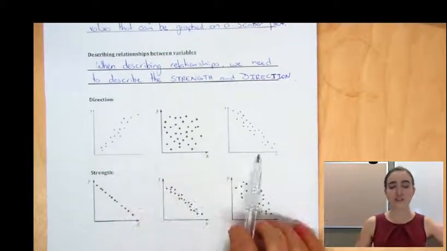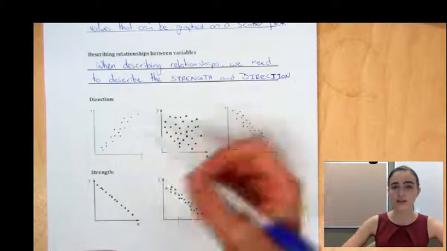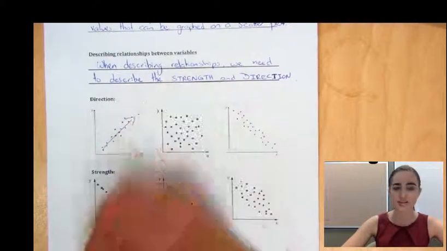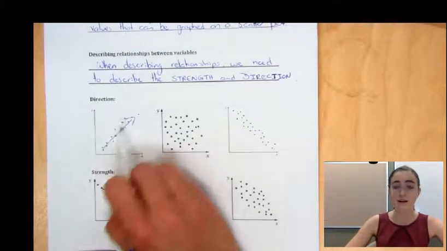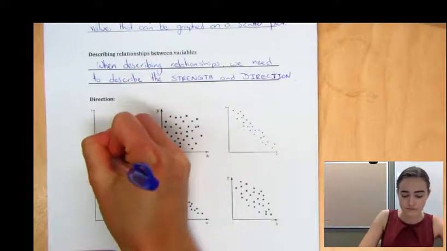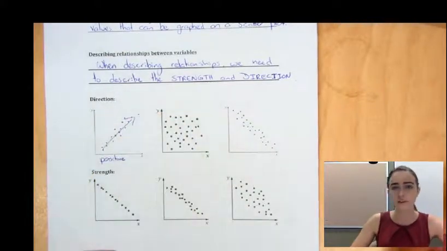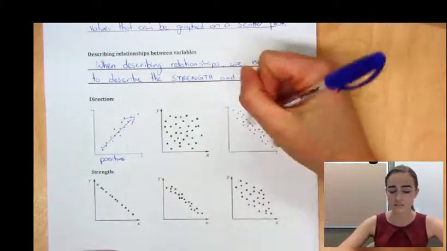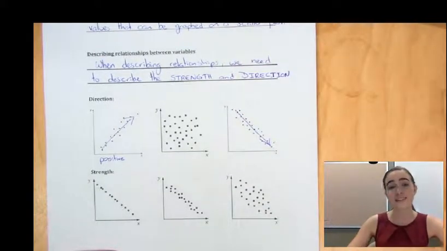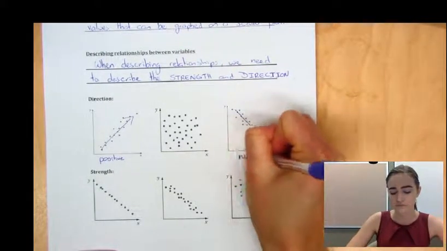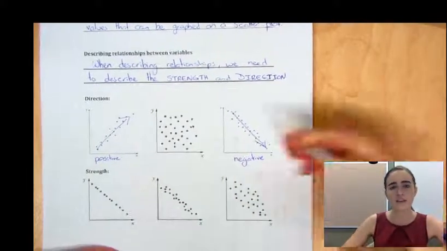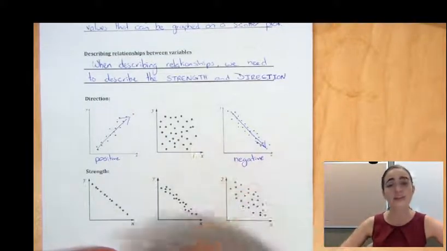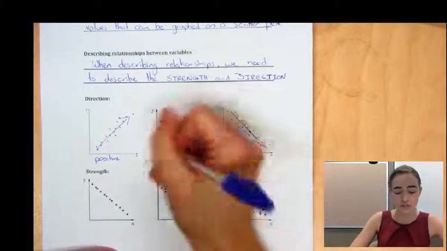So first off, if we look at the direction, if we've got our scatter plot and the data is, as we move to the right, it's increasing, so it's sort of coming up this direction, then we say that this is a positive relationship. If instead, as we move across, our values come down, so it's coming down this sort of direction, we say that that's a negative relationship. If there's no sort of pattern to any of it, it's just a whole big blob of dots, we say that there's no direction or no relationship between them.